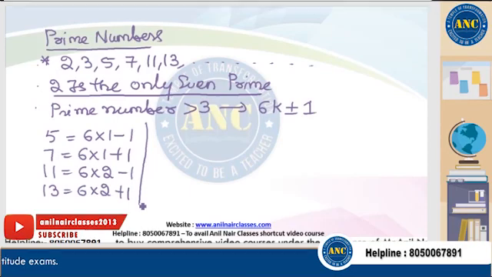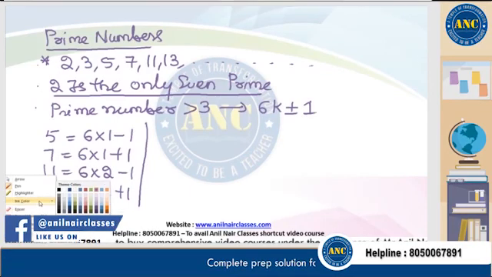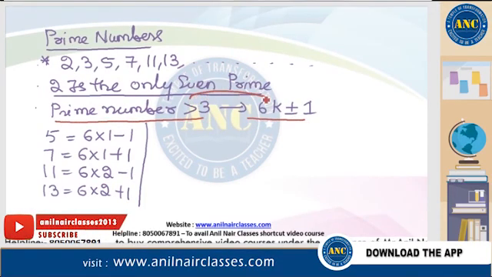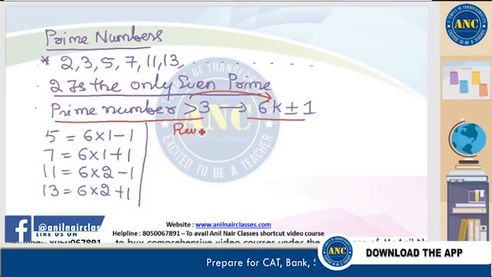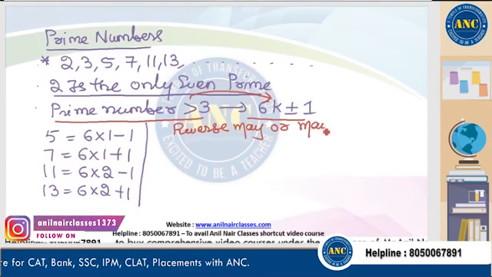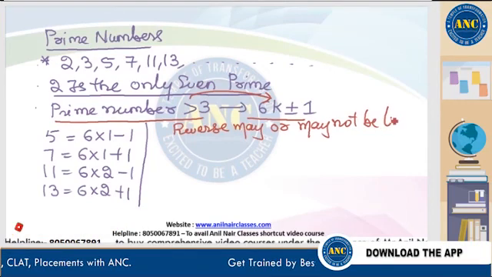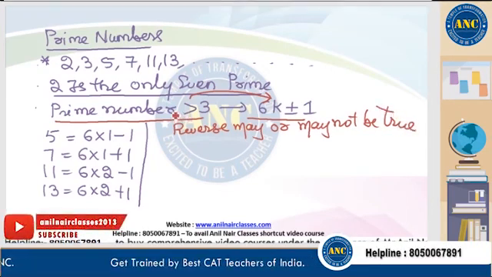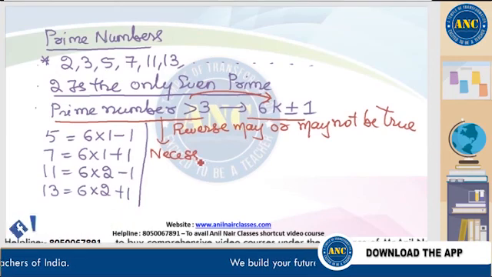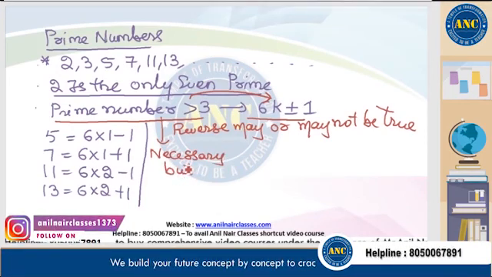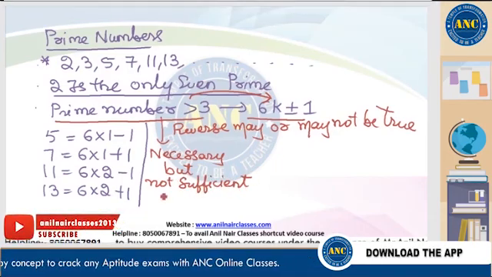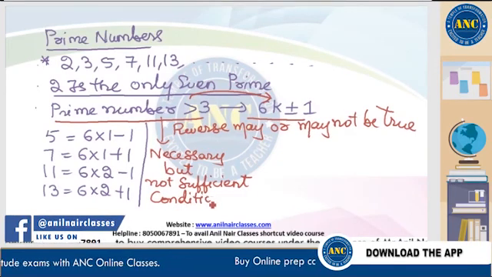Every prime number greater than 3 is of the form 6k plus or minus 1. If this is true, this is true. But the reverse may or may not be true. That means every prime number greater than 3 being of the form 6k plus or minus 1 is a necessary but not sufficient condition to tell whether the number is a prime number or not.